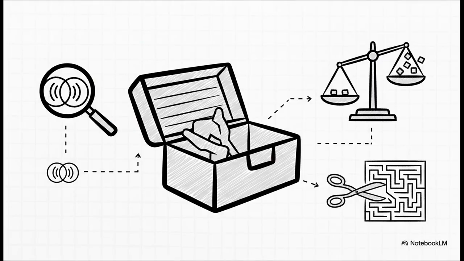So let's quickly recap your new toolkit. For the data echo of multicollinearity, you're going to check your VIFs to find and remove those redundant features. To help the underdog in a dataset with class imbalance, you'll use balancing techniques like oversampling. And to escape the data maze of high dimensionality, you'll use PCA to simplify things.